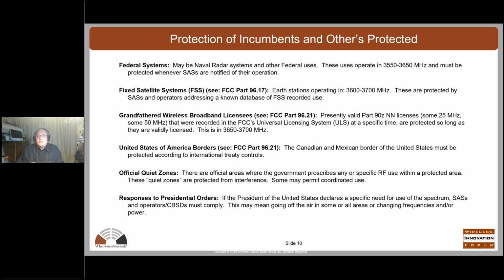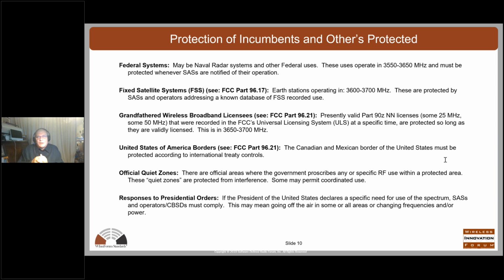There are other protectees that the SAS will look over and CBSD operators have to follow, and that is borders with Canada and borders with Mexico. US regulations and treaties often govern radio flow over borders, and it's really important to make sure of that. CFR Part 96.21.